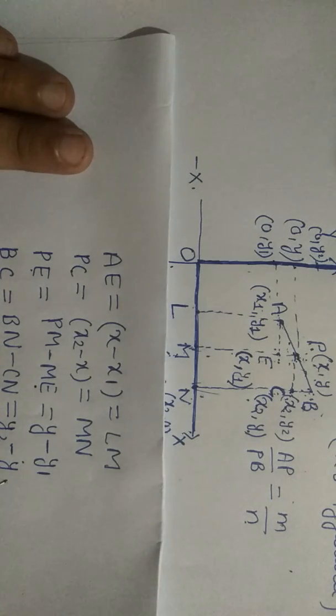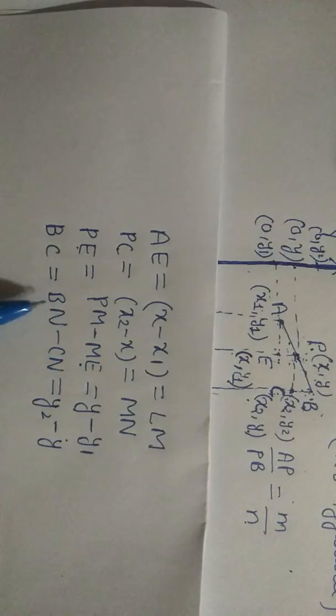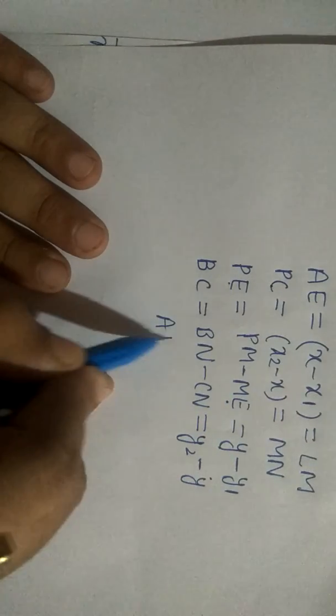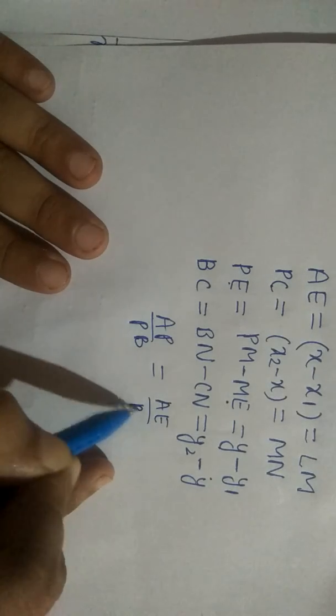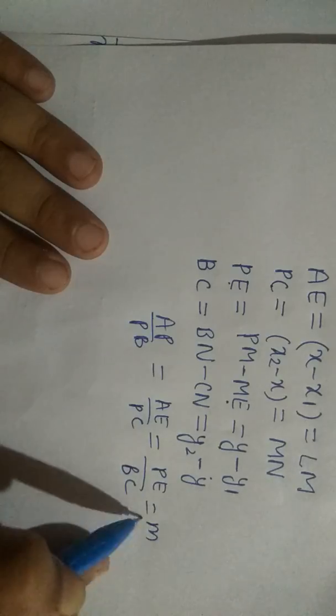CN is 0, y. So it will be y2 minus y. Okay, so it's the length of BC. A is this, PC is this, PE and BC is this. Okay, as students we know that AP upon PB is equal to AE upon PC is equal to PE upon BC is equal to M is to N.